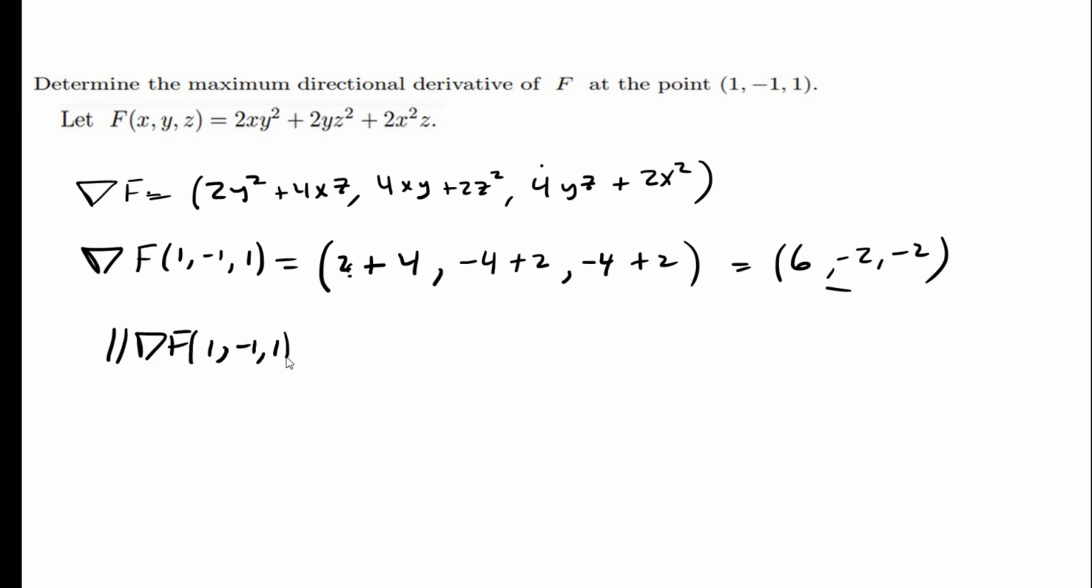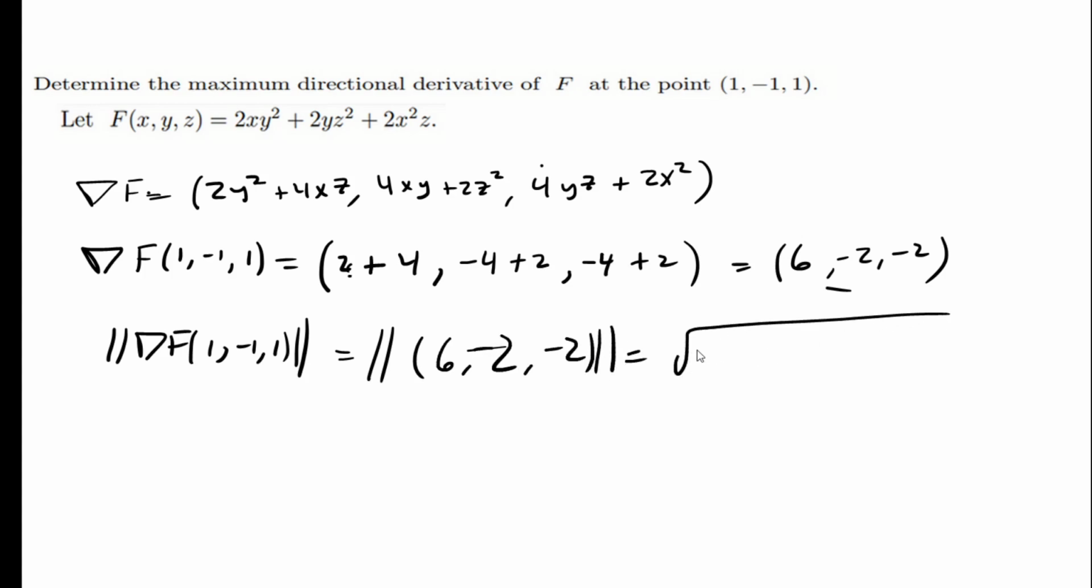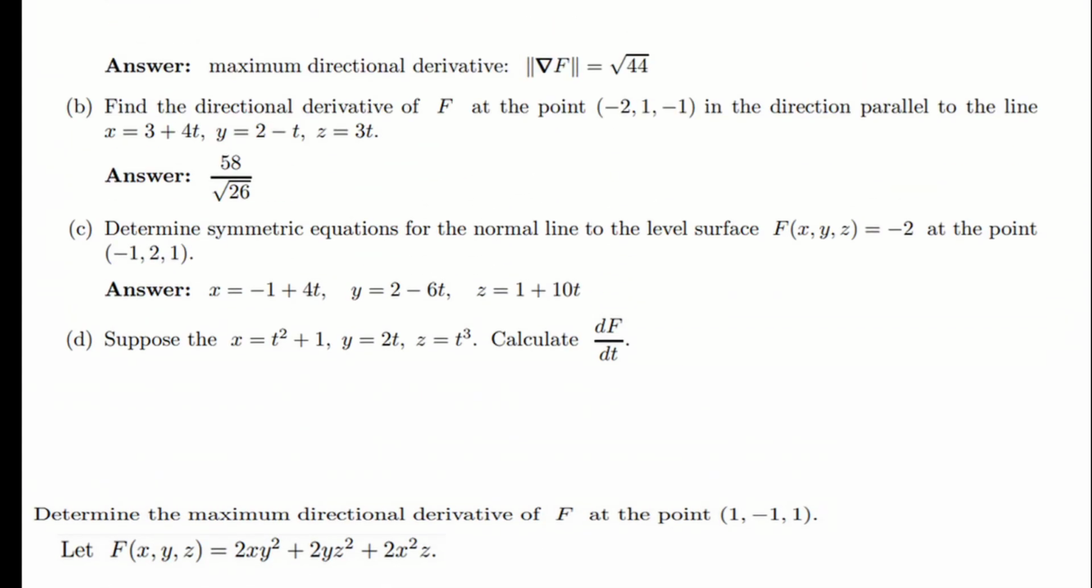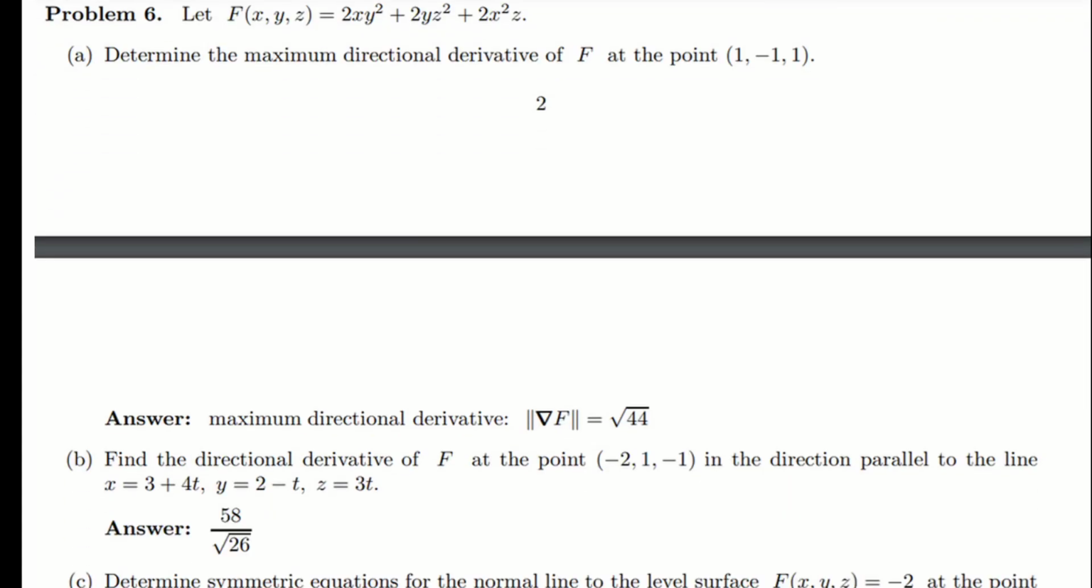So let's do the magnitude of this. That's 6, minus 2, minus 2. Square root of 36 plus 4 plus 4. It's going to be 2 root 11. Let's see if that's right. Root 44. Yep.